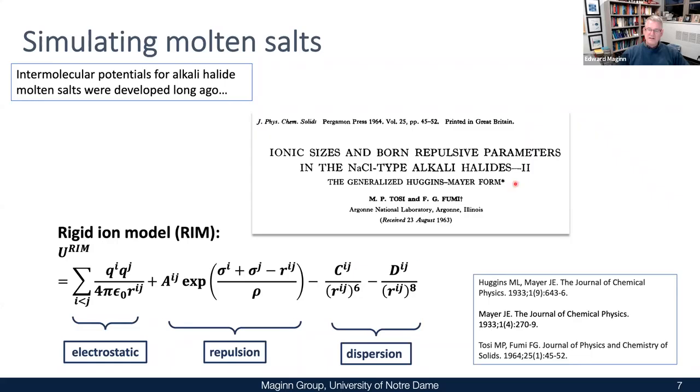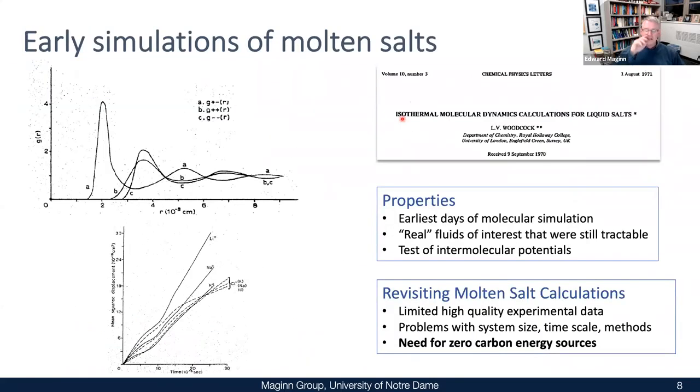And in fact, when these potentials came out, that's exactly what people did. So some of the very first molecular simulations that were ever run were run on molten salt systems. Here's a classic paper from 1971 by Leslie Woodcock, who was at University of London. And he simulated liquid sodium chloride, or molten sodium chloride. And this is just some pictures from that paper.